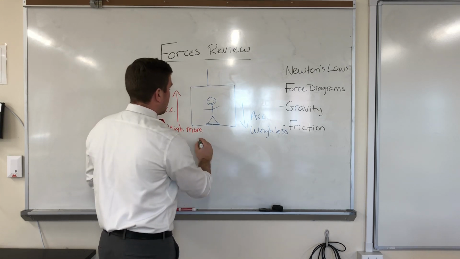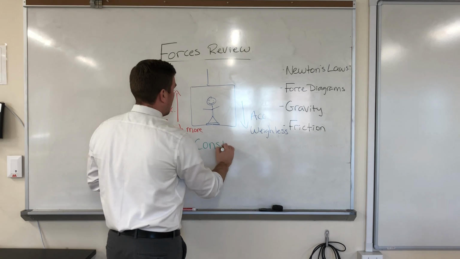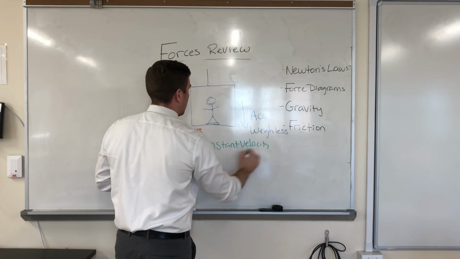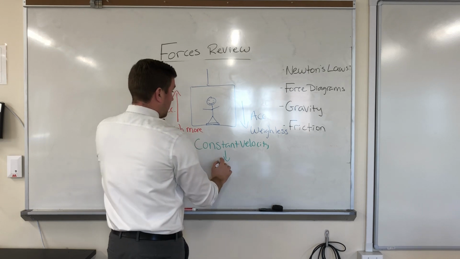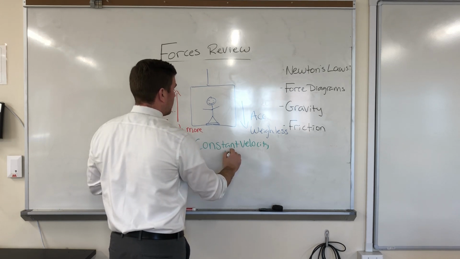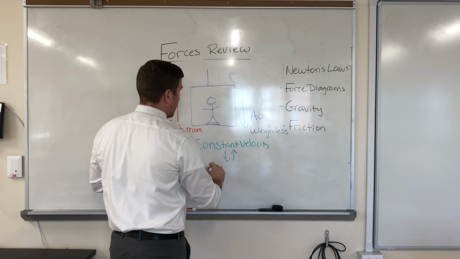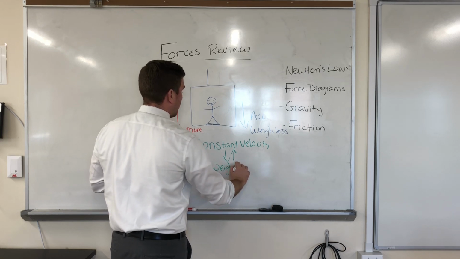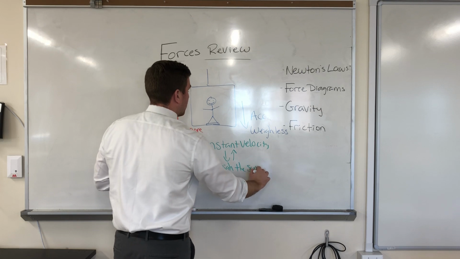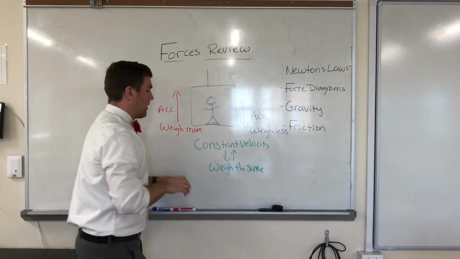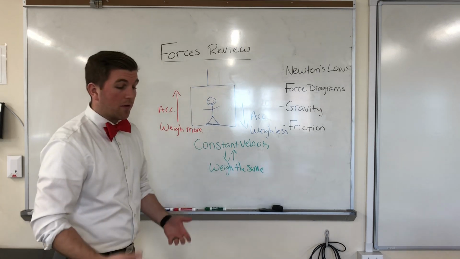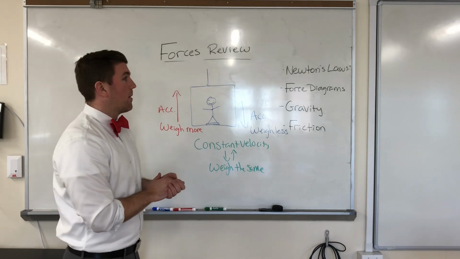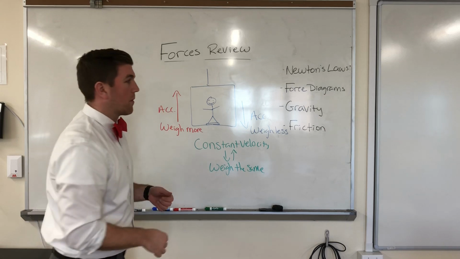The third option would be that I'm traveling at a constant velocity. Constant velocity, whether up or down, means that I have a weight that is the same. So my weight will not change if I'm traveling at a constant velocity, or indeed if I'm just standing on the scale, because the force diagram would still be balanced with normal and gravity.